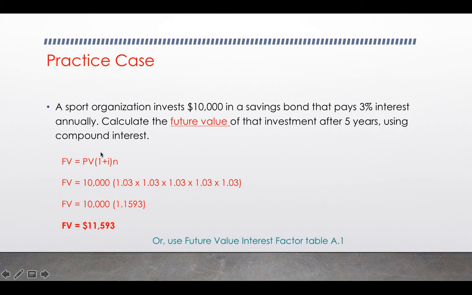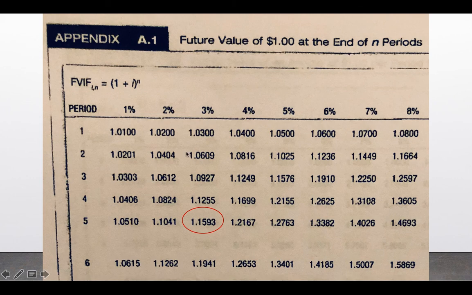So again, we can do it using this formula, or we can use our future value of interest table in A1. So let's go back to that one more time. Again, different number in terms of percentage here, right? So our interest rate is 3% instead of 5, so we want to go to the 3% column. We want to go down to the 5th year because we know it's a 5-year period again. Again, that gives us our 1.1593.